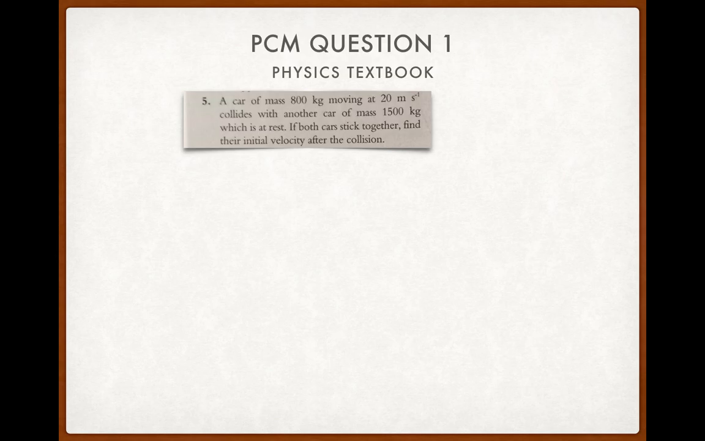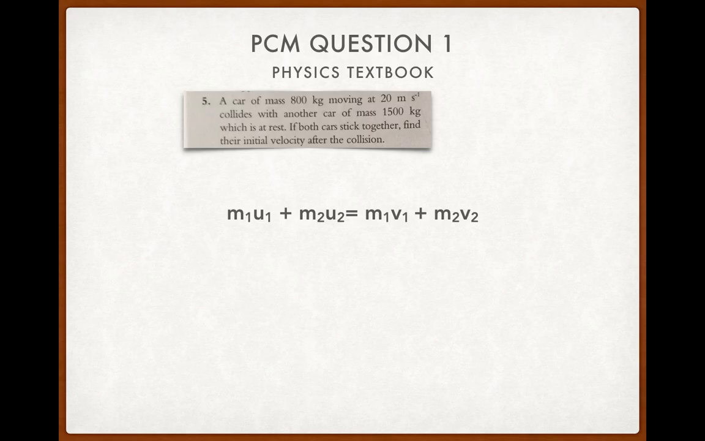Okay, let's have a look at a few questions. Number 1. Car mass 800 kgs is moving at 20 meters per second. It collides with another car of 1500 kgs, which is at rest. They stick together. Find the velocity after the collision. So we're going to use that. I'm going to say car 1 is the 800 kg car. U1 is equal to 20, so its momentum will be 1600. The momentum of the second car beforehand is 0 because it's at rest, because U2 is 0.